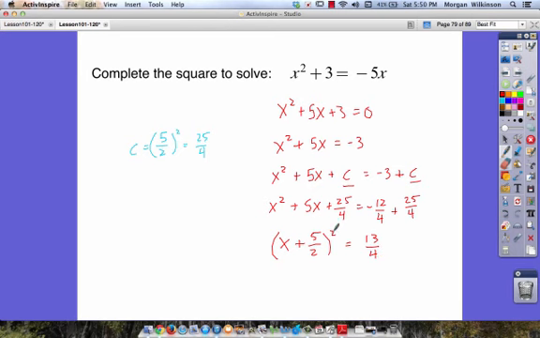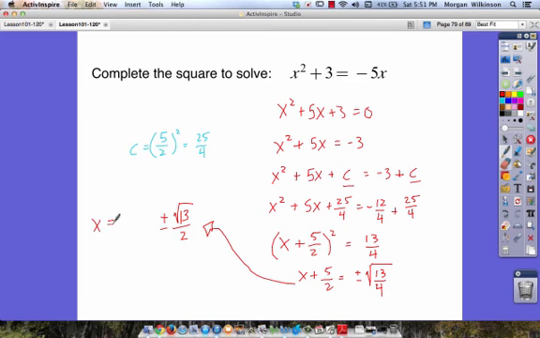Then we need to take the square root of both sides. So x plus 5/2 is going to equal plus or minus the square root of 13/4. Okay, we're going to work backwards now a little bit. We're running out of room down there. Square root of 13/4, that's the same as plus or minus the square root of 13 all over the square root of 4, which is 2.